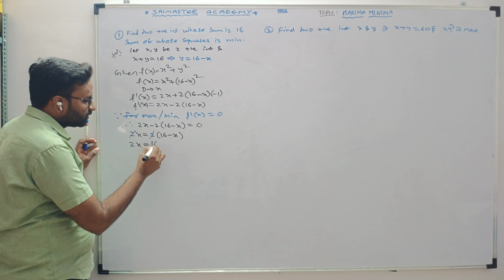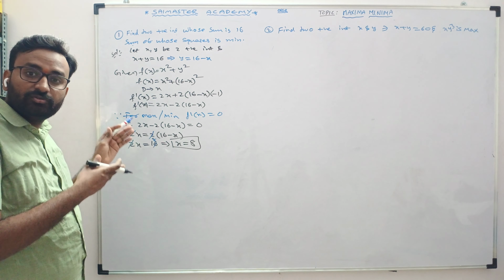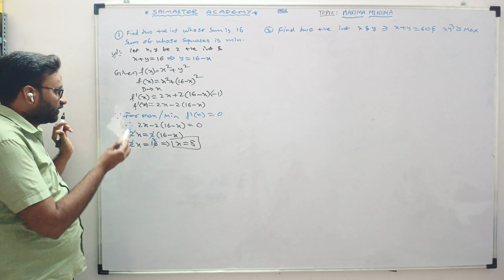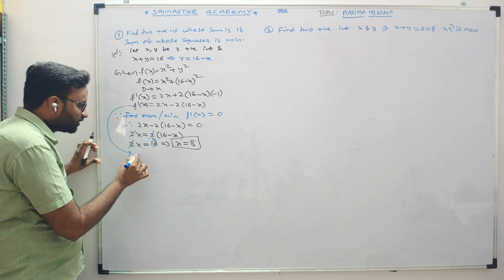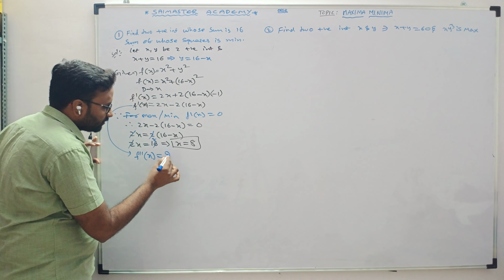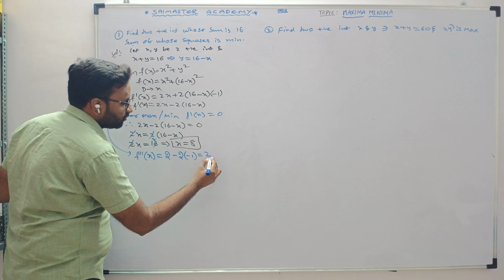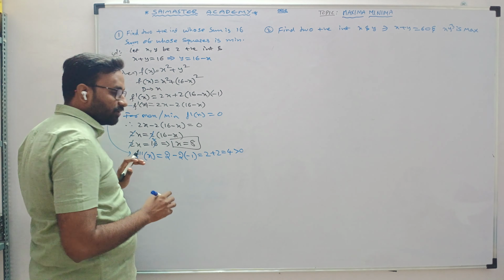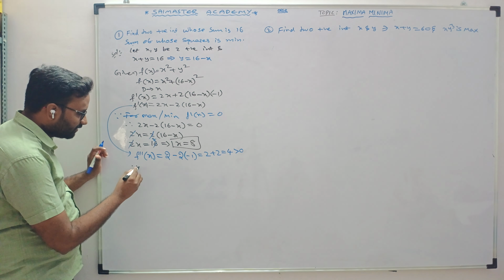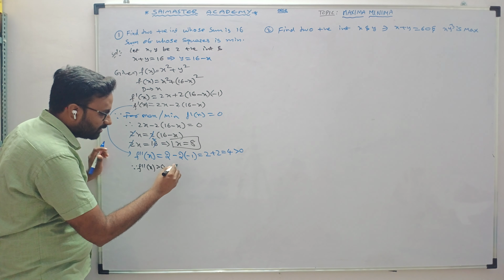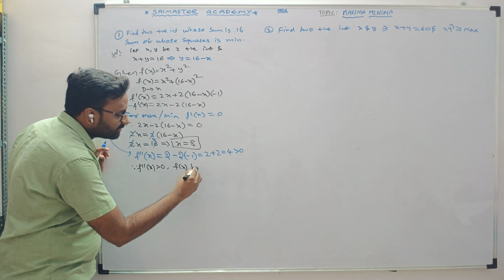So here we have the x value. It is asking to find two positive integers, so we need to find x and y. And it is also asking to show that the sum of two squares is minimum. To show that we need to find f double dash also. So from f dash of x, we do the second derivative for f double dash of x. For 2x it will be 2, minus 2 into, for 16 it is 0, for minus x it will be minus 1, which is equal to 2 plus 2, which is equal to 4, which is greater than 0. f double dash of x greater than 0 means f of x has a minimum value, less than 0 means maximum.